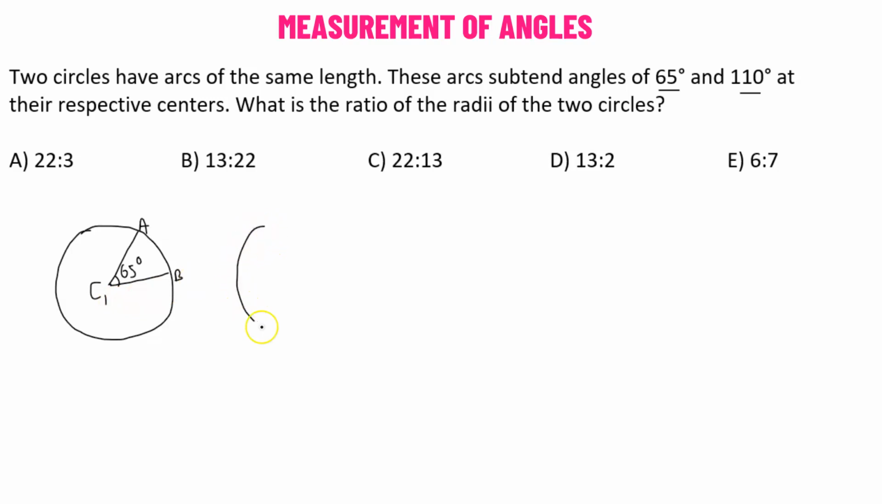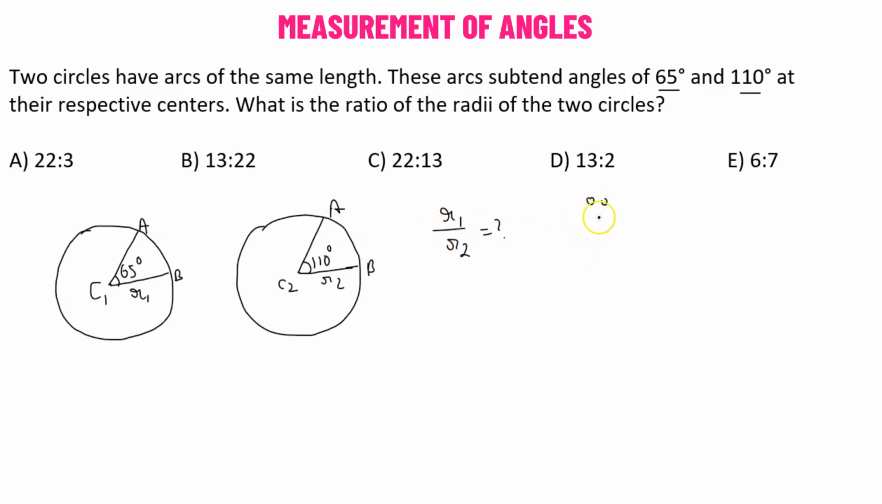We also have another circle with a center C2, and here the arc AB. Now AB is having the same length as the circle with center C1. This particular arc is subtending an angle of 110 degree at the center C2. So our goal will be to find out the ratio of the radii of the two circles. We'll consider the first circle to have a radius of R1 and the second with a radius of R2. So our goal will be to find out the ratio R1 to R2. Fine. So let us begin.